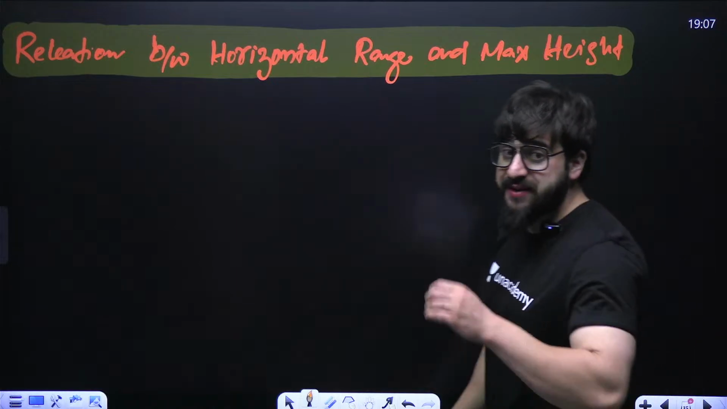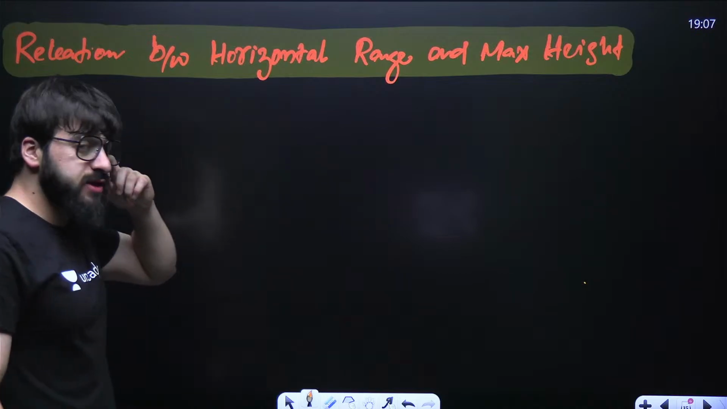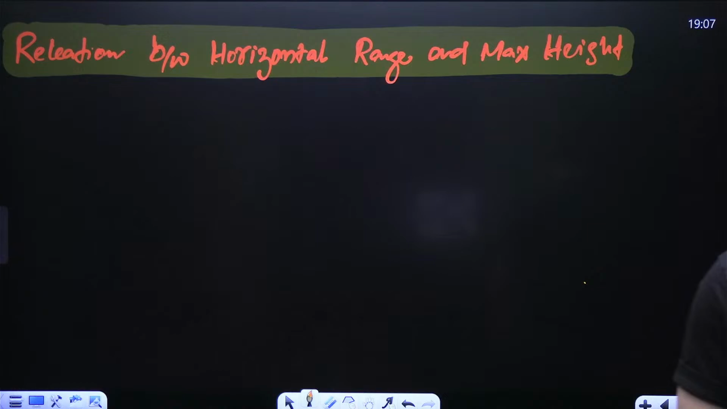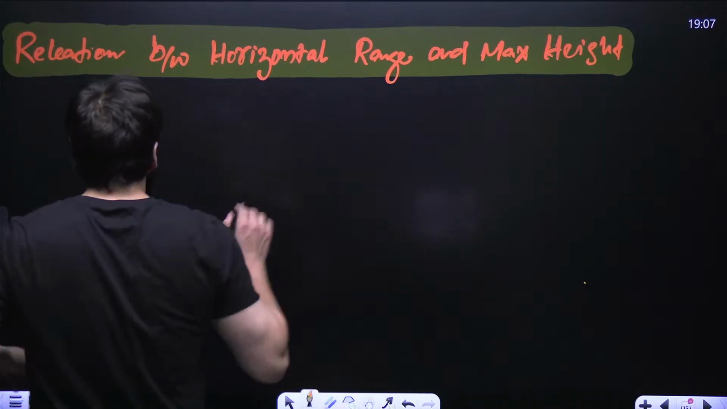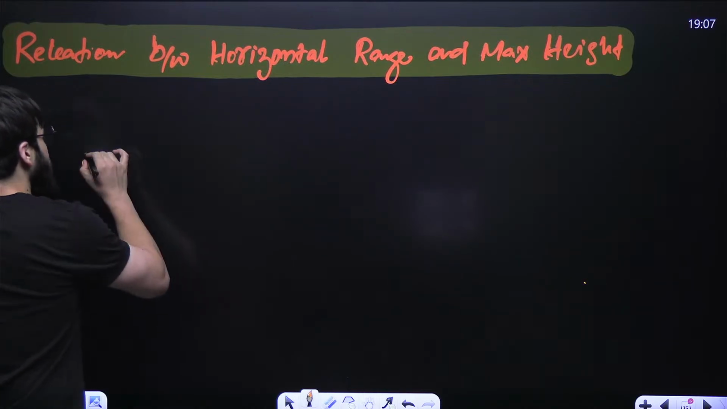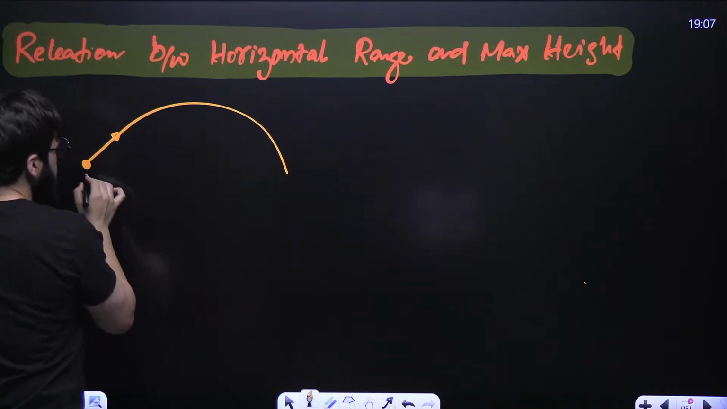Now guys, let's take a look over here. It says the relation between horizontal range and maximum height. This is the topic that we need to discuss right now. Let's suppose you have launched a projectile, and this projectile falls something like this.